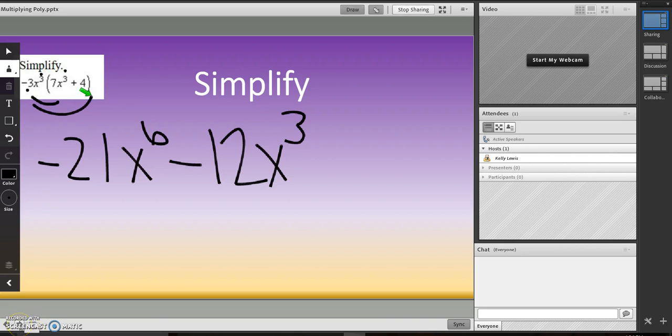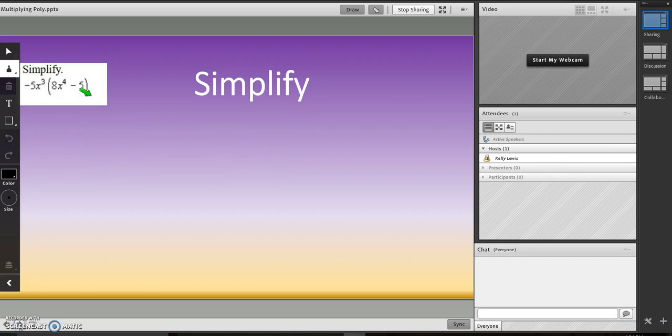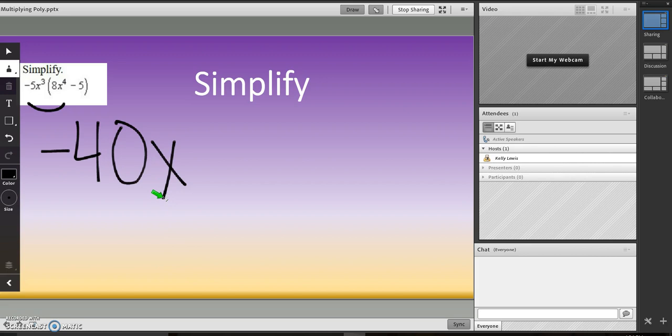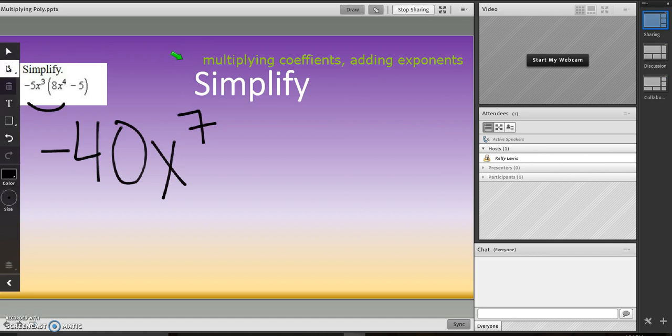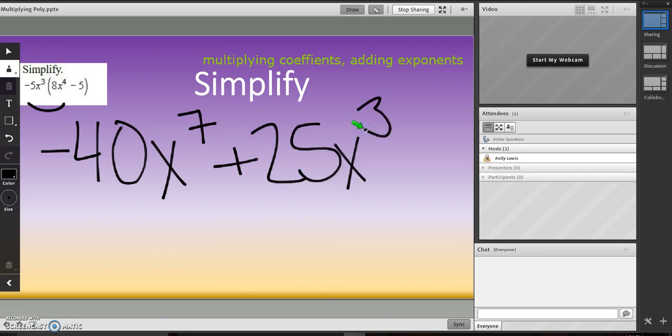For real. No snafu later. Let's do it again. Negative 5 times 8, negative 40. x to the 3 times x to the 4. Well, 3 and 4 make 7. So you're multiplying the coefficients, the big numbers, and you're adding the exponents. Multiplying coefficients, adding exponents. That's the name of the game here. All right, negative 5 times negative 5 is positive 25, and then we have x to the third. For real, the end.